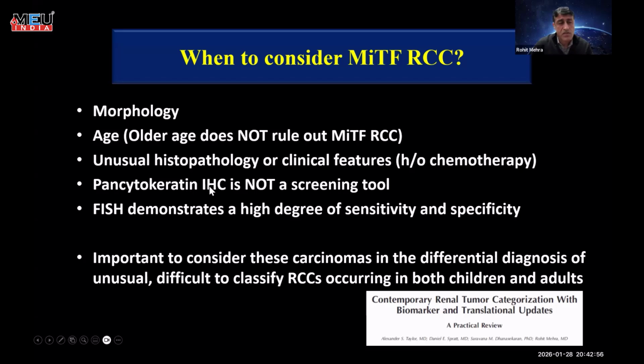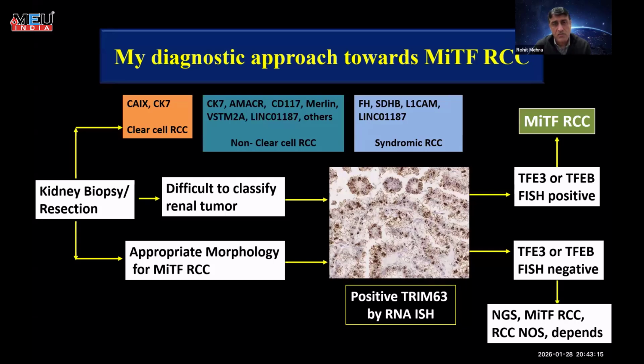And I see sometimes experienced pathologists using pan-cytokeratin IHC as a screening tool, but I think this is a major pitfall in this space. And like I mentioned, FISH shows a high degree of sensitivity and specificity, and it is important to consider MiT-type RCC in the differential diagnosis of any unusual, difficult to classify renal tumor. This is my current diagnostic approach towards MiT-type RCC.